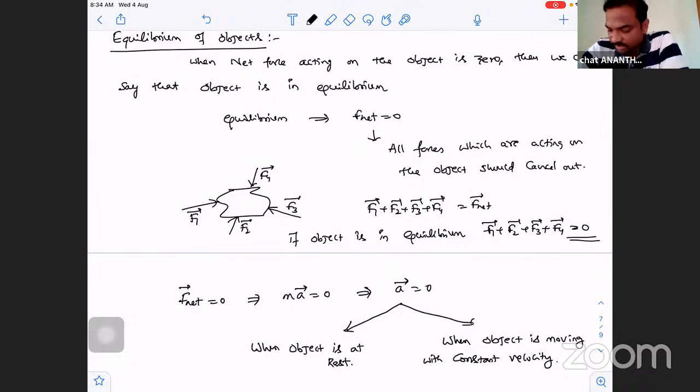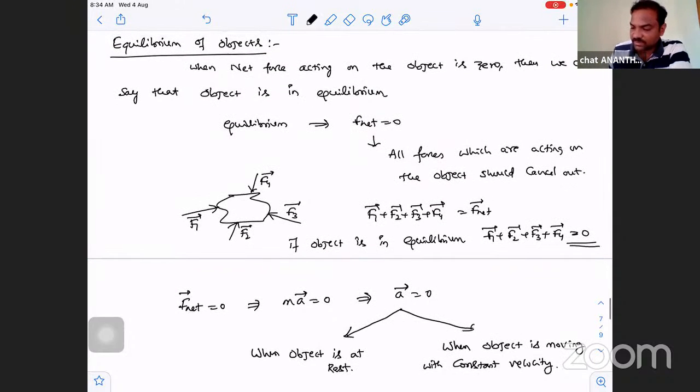Understood? Now tell me when an object is in equilibrium. Can I say when the object is at rest or the object is moving with constant velocity, then we can say that the object is in equilibrium. Okay, wrote down. If you wrote down, I'll tell you that step.